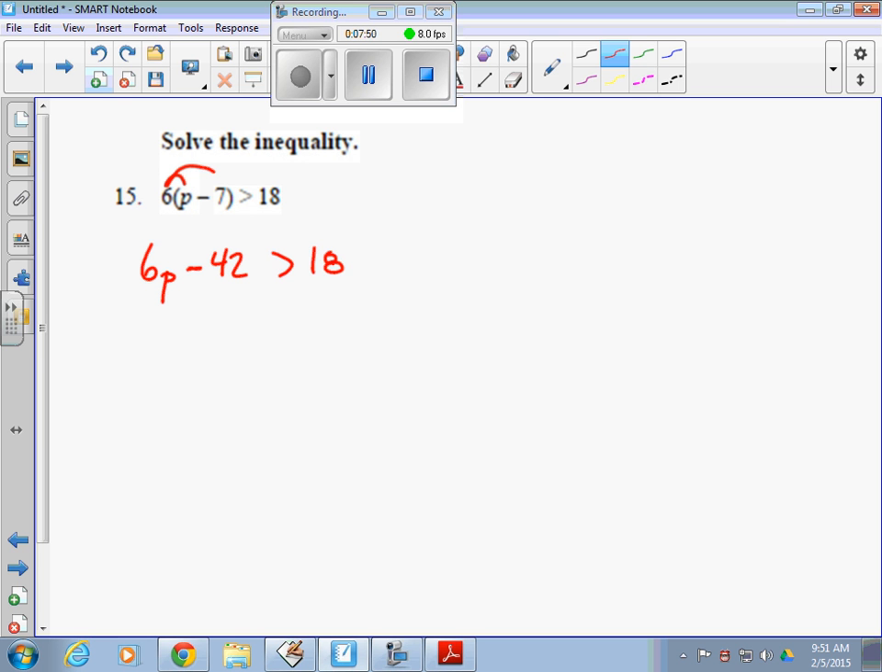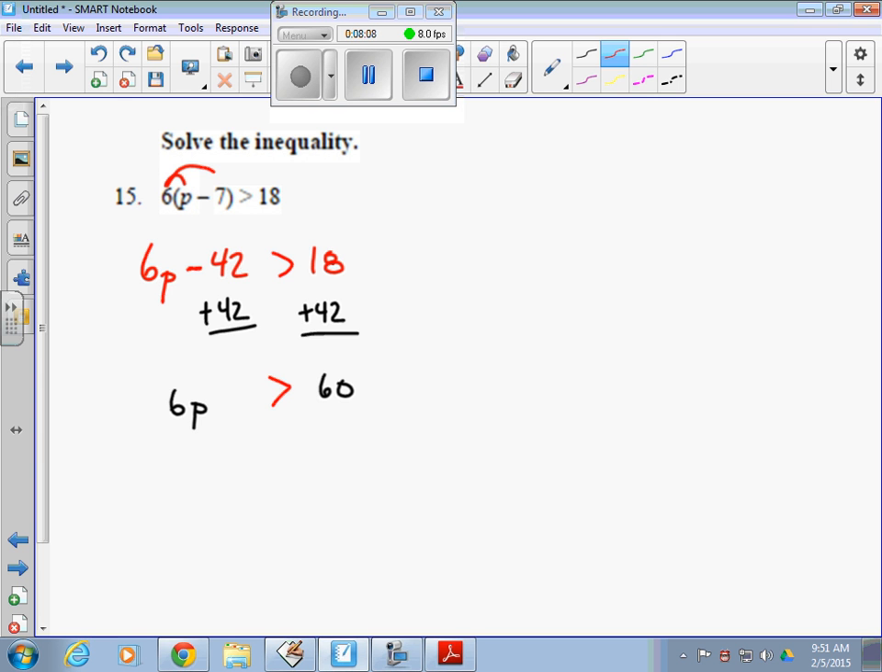Now you need to start undoing. Undo the minus 42 by adding it to both sides. If you add it here, you know you got to add it to this side. 18 and 42 is 60. So 6p's on the left, 60's on the right. All we did was add 42. We did not multiply or divide by a negative number, so our symbol will remain greater than.